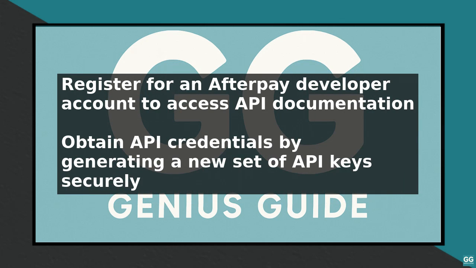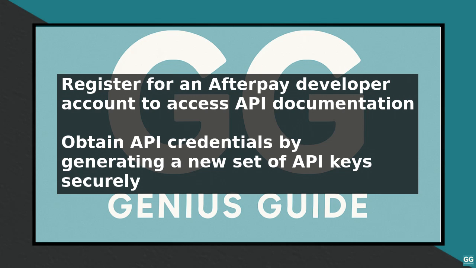Step 2. Obtain API credentials. After verifying your account, navigate to the API credentials page and generate a new set of API keys. These keys will be used to authenticate your API requests. Make sure to store these keys securely and do not share them with anyone.